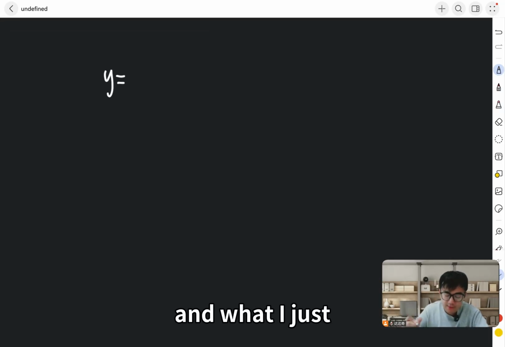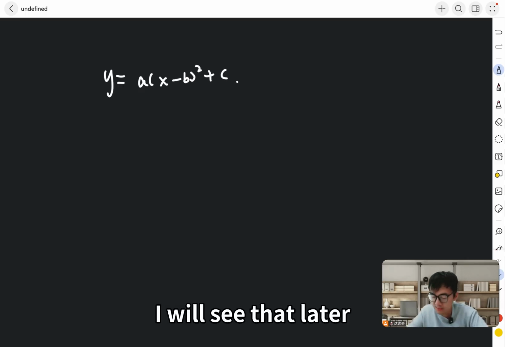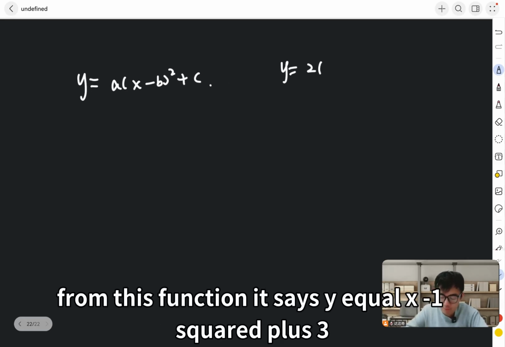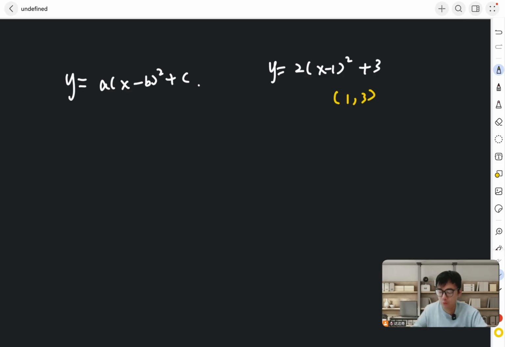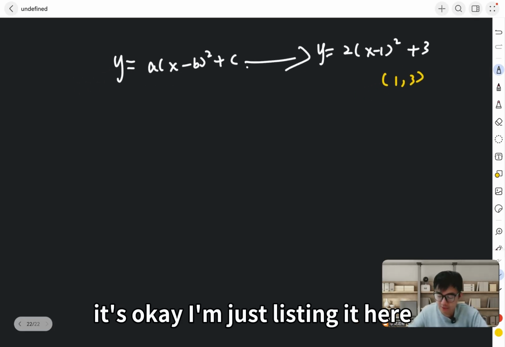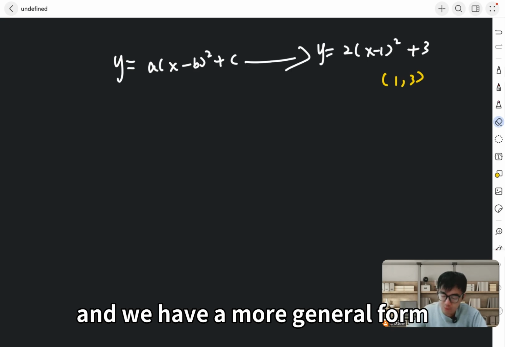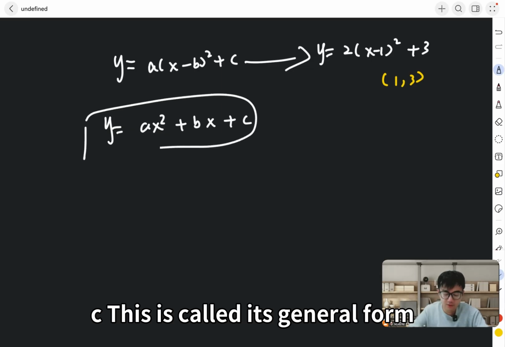And what I just wrote before is the vertex form of a parabola. I will explain that later. From this function, let's say y equals x minus 1 squared plus 3, you can clearly read that its vertex will be 1, 3. If you don't have the capacity, it's okay, I'm just listing it here. And we have a more general form, y equals ax squared plus bx plus c. This is called its general form.